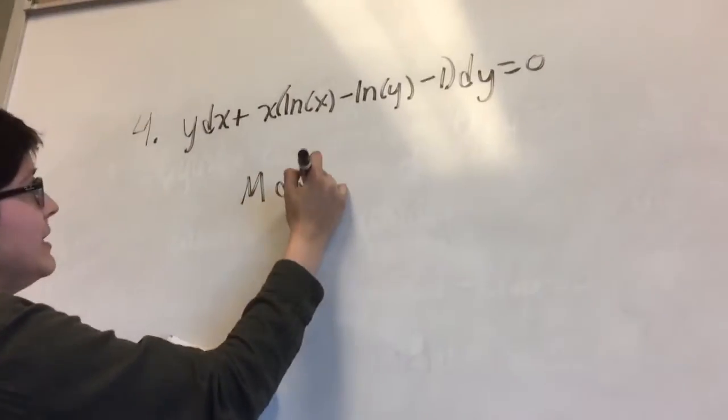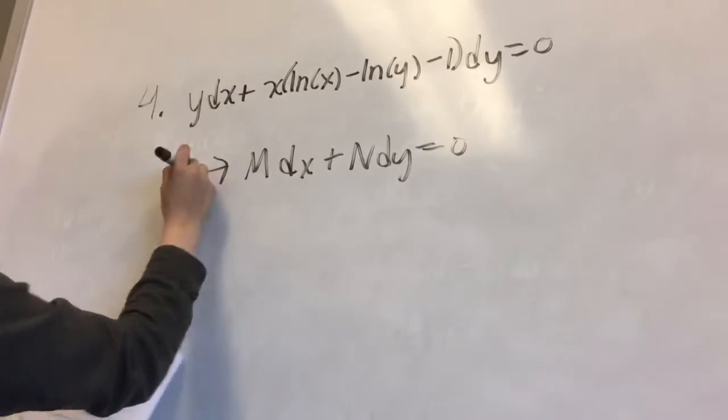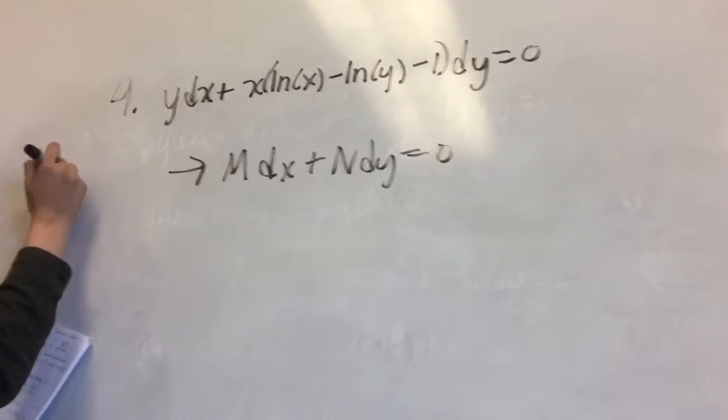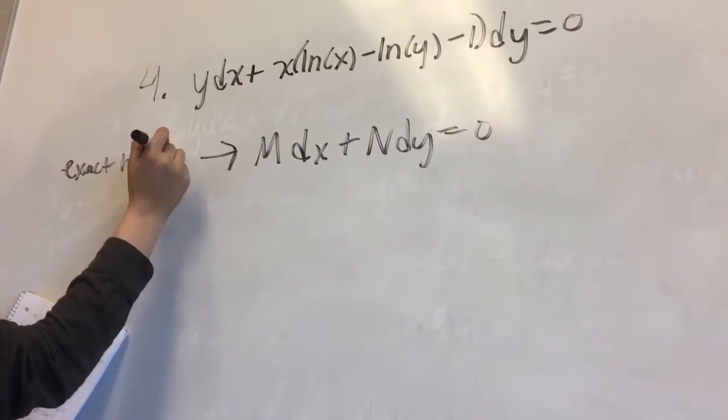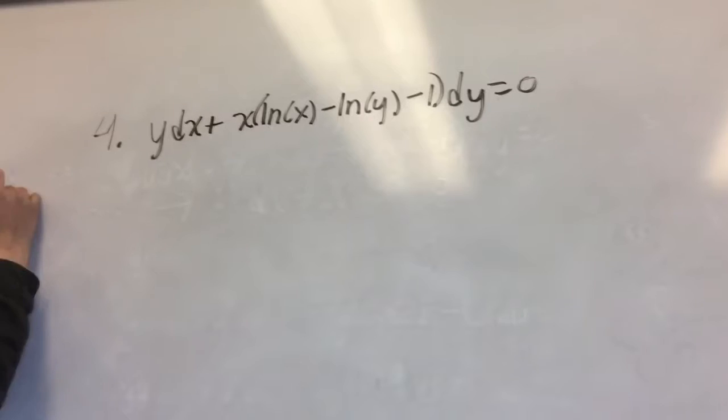The problem is y dx plus x (ln of x minus ln of y minus 1) dy equals 0. Because this is in the form M dx plus N dy equals 0, my immediate thought is, okay, it's either exact or homogeneous, hopefully. So I tried exact and it's not, so I'm going to save some time and just go straight to homogeneous.